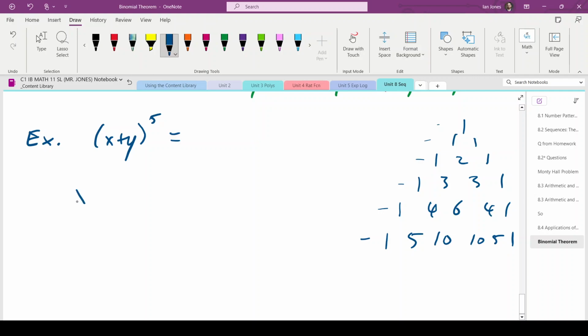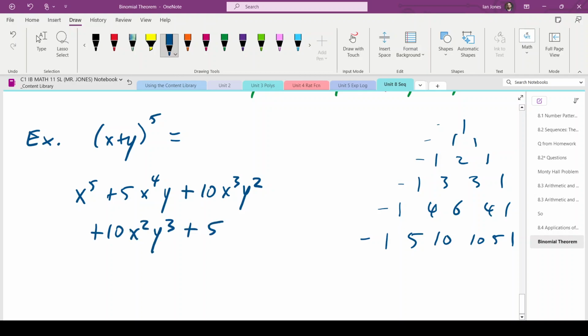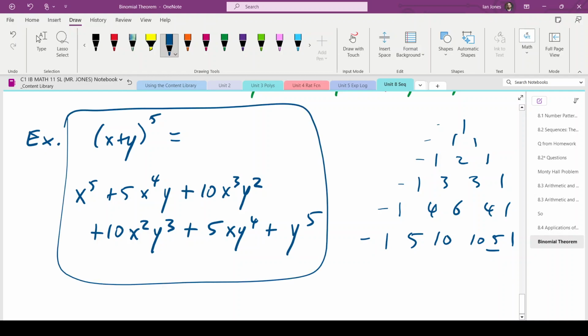This is going to be 1 x to the 5th plus 5 x to the 4 y. The exponent on the x goes down by 1. The exponent on the y, which here is 0, goes up by 1 to 1, plus 10 x cubed y squared plus 10 x squared y cubed plus 5 x y to the 4th plus 1 y to the 5th. See how easy that is?